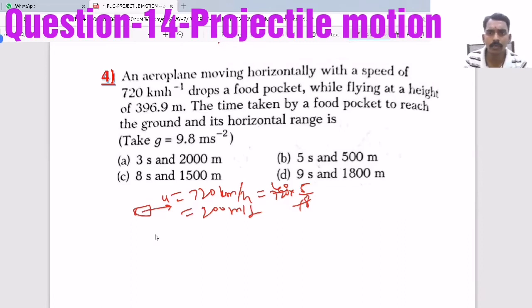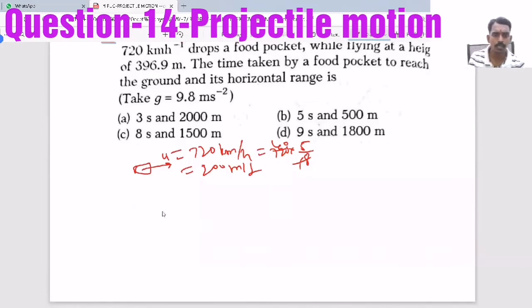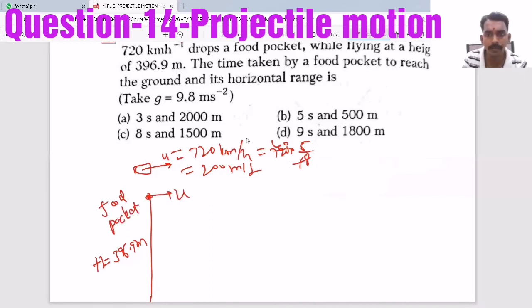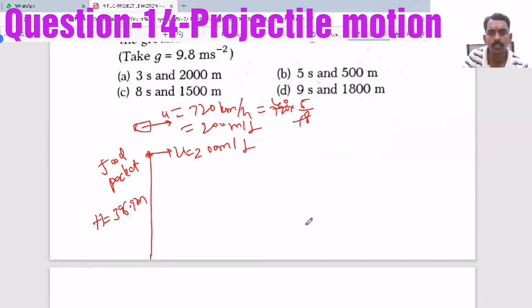Now it drops a food packet while flying at a height of 396.9 meter. So when it is at a height h, that h is 396.9 meter. But the food packet is dropped from a moving object, so the food packet also acquires the same velocity as that of the flight. So the initial speed of the food packet will become 200 meter per second. Now it is just like horizontal projectile motion.